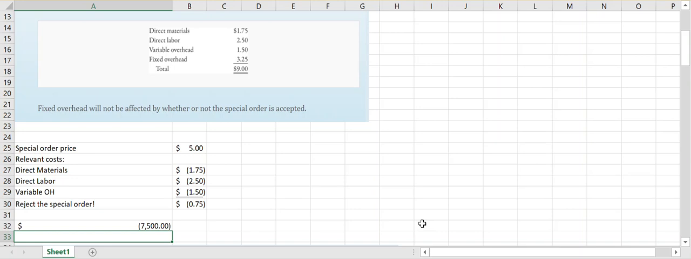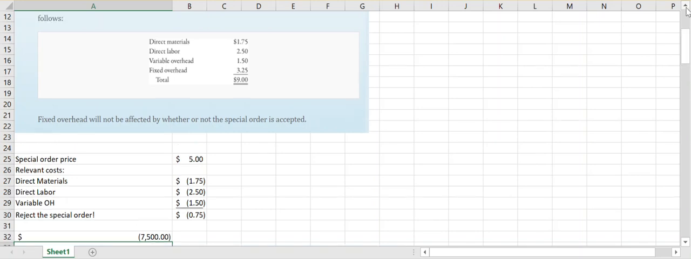Now, we're just looking purely at the numbers. So we're looking at the cost value to this, and it's actually going to cost us $7,500 if we do this. So we want to reject that order.